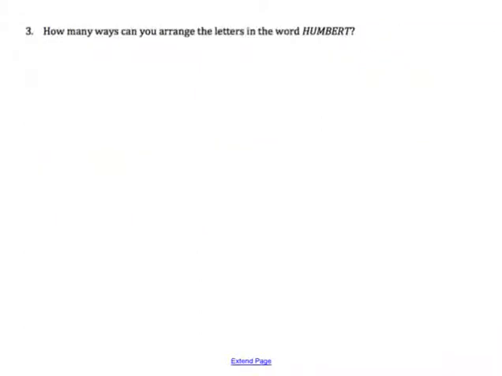Next, let's take a look at number 3. How many ways can you arrange the letters in the word Humbert? We need to check 2 things. First, how many letters do we have, and second, do any of the letters repeat? Let's go ahead and check it. We have 1, 2, 3, 4, 5, 6, 7. So my last name has 7 letters in it. I'm going to write it out as 7 factorial. Since no letters are being repeated, we don't have to divide by anything.